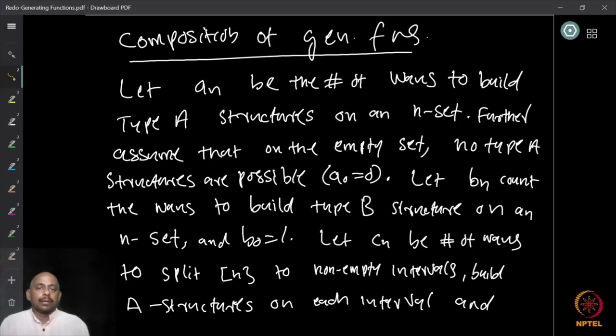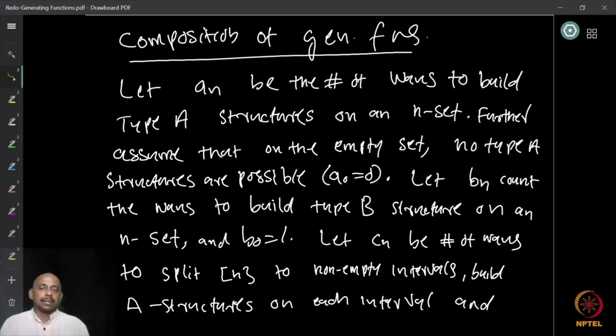Now we are going to look at the composition of generating functions. What I mean by composition is that I can substitute one function in place of the variable of the other function. So if I have, for example, A(x) and B(x), then I can talk about A(B(x)). So x is replaced by B(x): wherever x appears in A, I replace it with B(x).